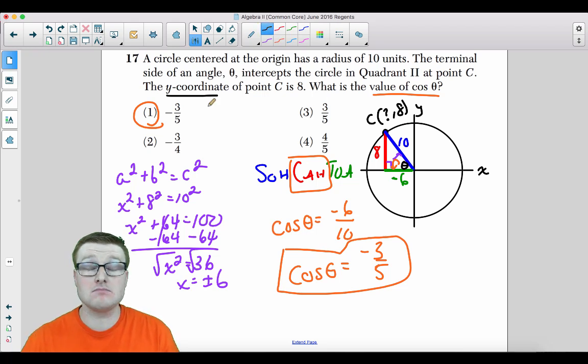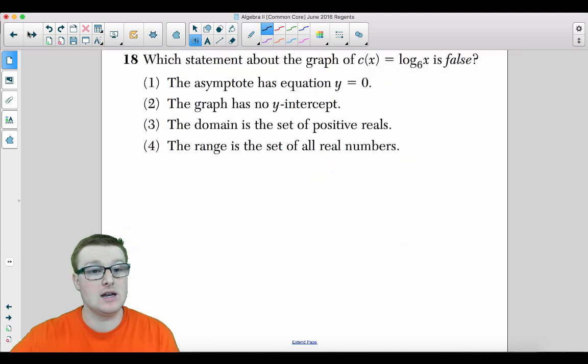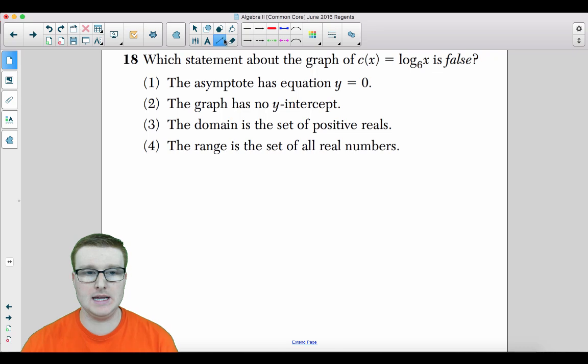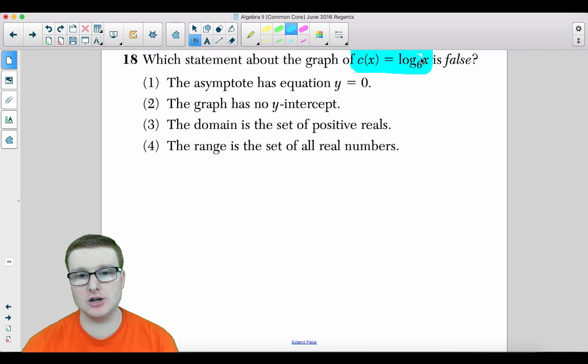Honestly, not a bad question. Could have been a lot worse, but just got to know your trick stuff. Pretty simple stuff. Number 18. Which statement about the graph of c of x equals log base 6 of x is false? So, immediately, you should be thinking to yourself, Trevor, we got to graph this puppy. We got to graph it. Graph it on your calculator.